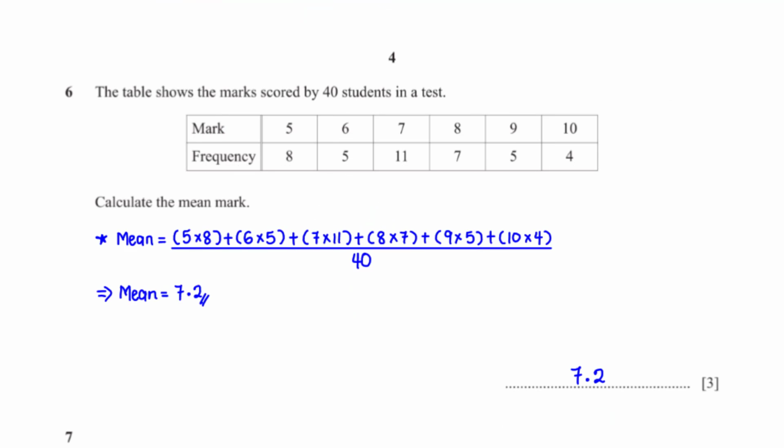The table shows the marks scored by 40 students in a test. Calculate the mean mark. The mean mark is equal to the sum of all the marks, which is 5 times 8 plus 6 times 5 plus 7 times 11 plus 8 times 7 plus 9 times 5 plus 10 times 4, divided by the total number of students, which is 40. When we type this into the calculator, we get 7.2.